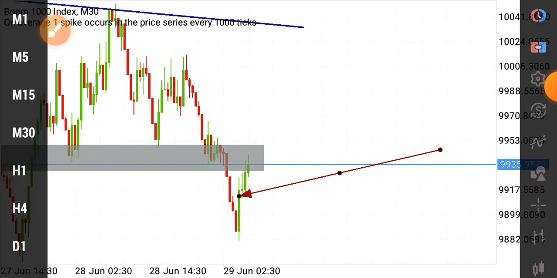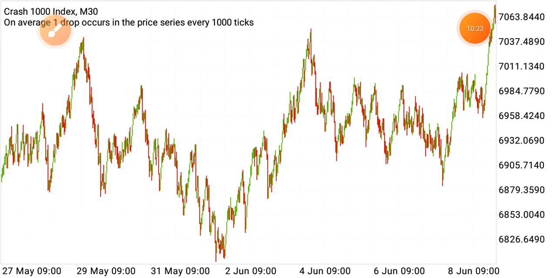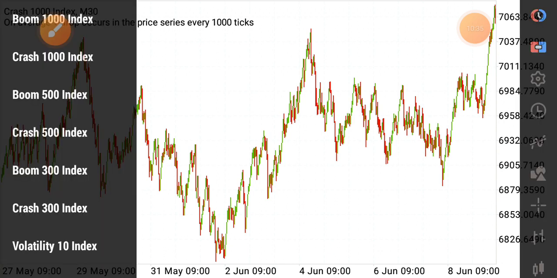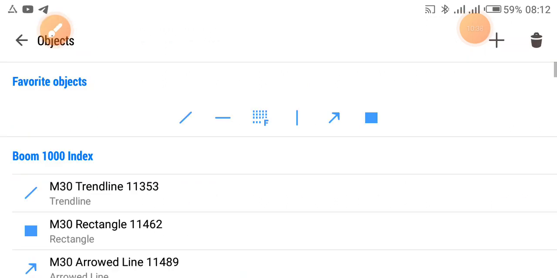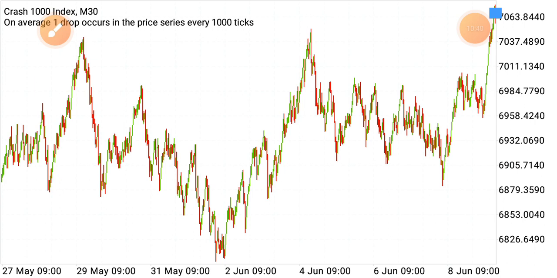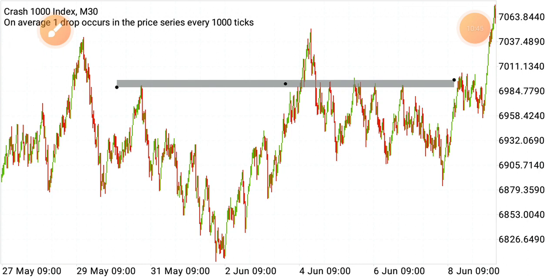Let's look at another market now. All right, so this is Crash 1000. You see I completely zoomed out to get the major points in the market. As you can clearly see, we have an area here where the market reverses, like here. See, it's a turning point in the market, and we are interested in the turning points. And look at this one too here.